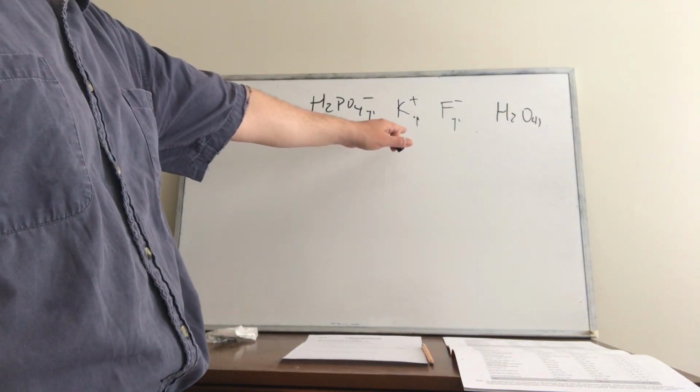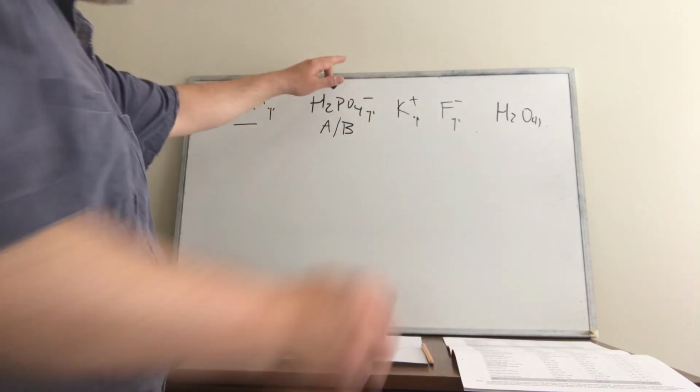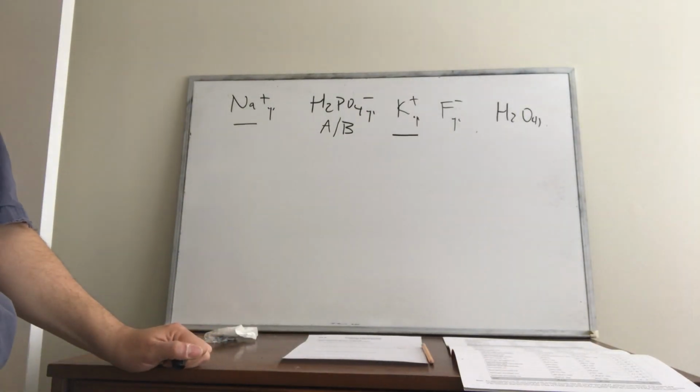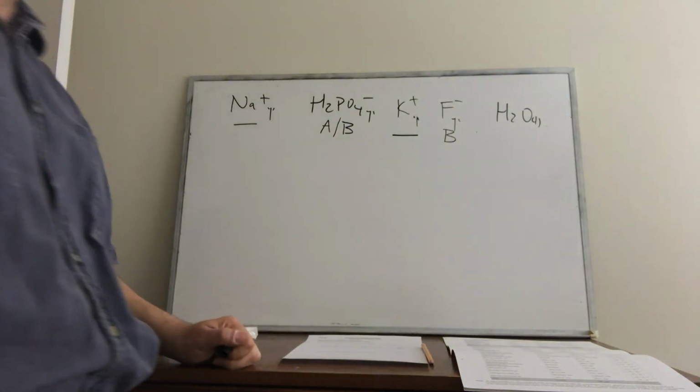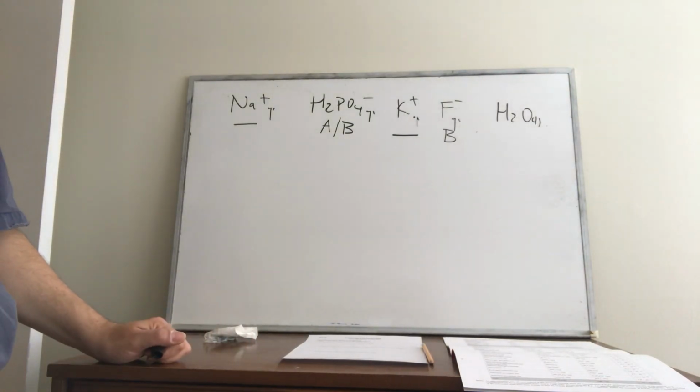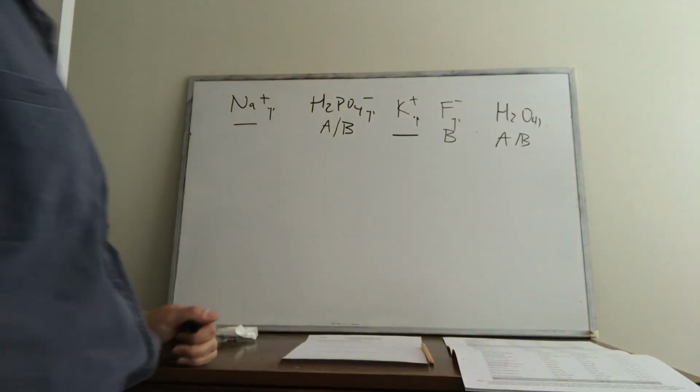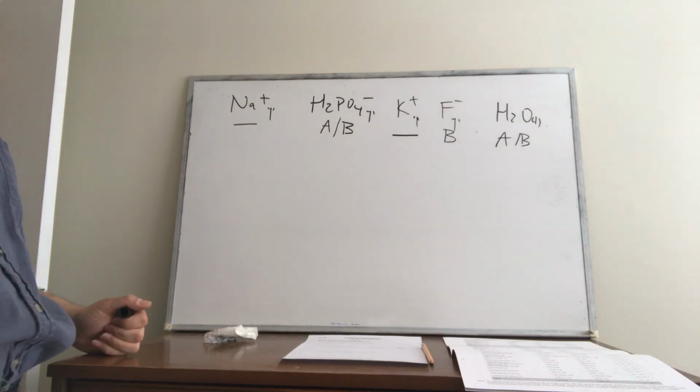K+, does he have a proton to donate? No. Can he accept? No. So he's neither an acid nor a base. Fluoride ion, does he have a proton to donate? No. He's negative, so he can't accept, so he's a base. Liquid water, does it have a proton to donate? Yes. Can it accept? Yes. So it's also amphiprotic. It's a compound that can accept or donate.